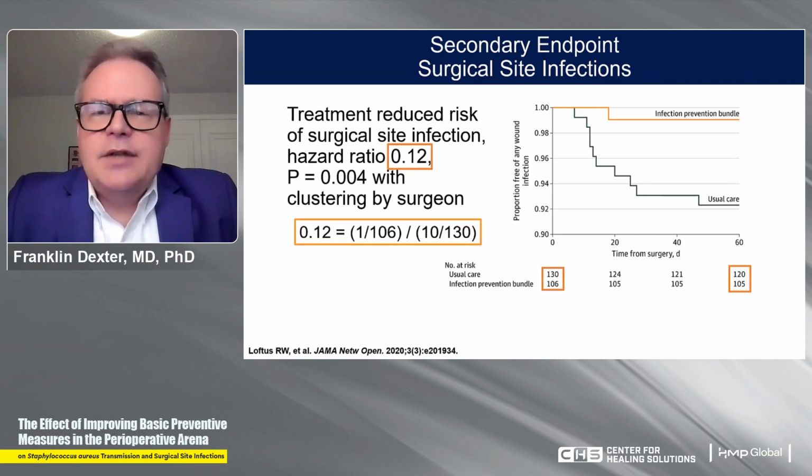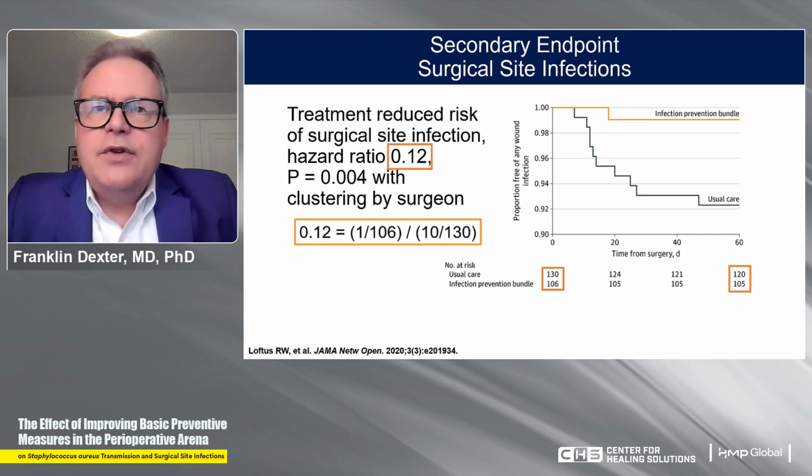I'm going to use the hazard ratio later when we get to the economics. So let me just run through the numbers that contribute to the hazard ratio. The patients whose surgeons followed the infection control bundle and benefited from feedback about the Staph aureus transmission, one of those patients out of 106 had surgical site infection at the 2-month mark. So 1 out of 106. Among the usual care patients, 10 of 130 developed surgical site infection.